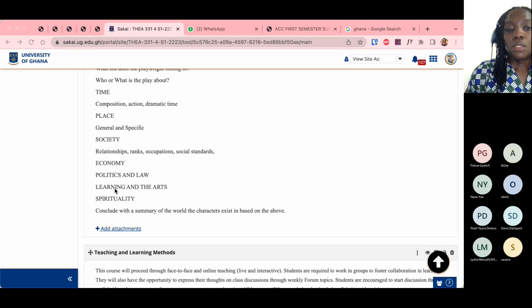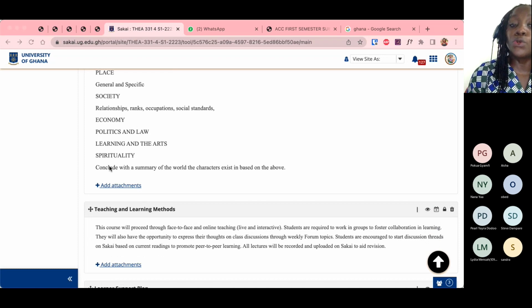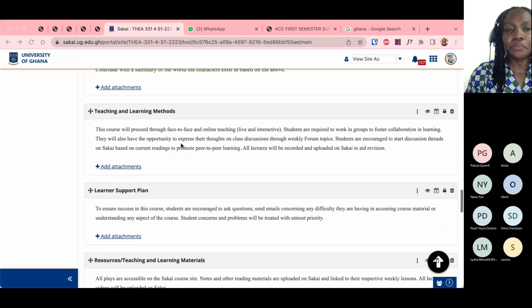Politics and law. What is the relationship of the characters to learning and to the arts in general? And then spirituality. What is their spiritual belief, or what spiritual system of belief do they practice, and all that. And then the group concludes with a summary of the world of the characters, because all of these come together to present the world of the play.